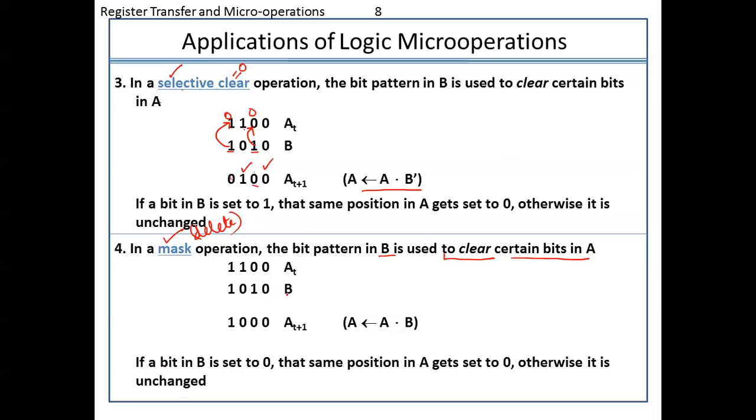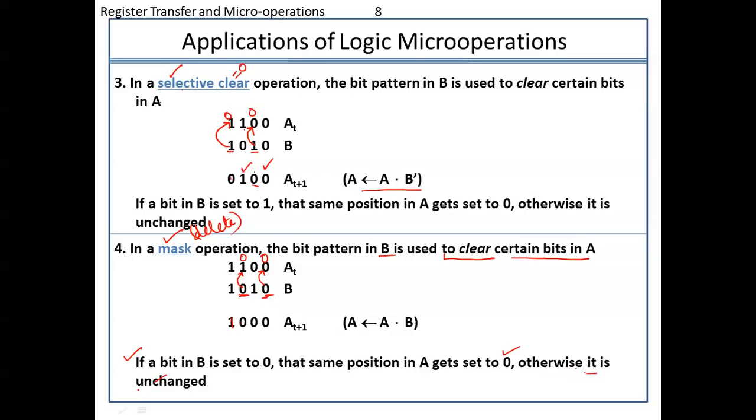So here now in the B register, instead of focusing on these 1 1, now I need to focus on this 0 0, and the corresponding bit positions of this B register, now I need to clear them. So ultimately this 1 will remain 1, this one will be cleared to 0, this will be 0 as it is, and this will again remain 0. So the idea is that if a bit in B is set to 0, like this, the same bit positions in A are set to 0, otherwise it will remain unchanged.